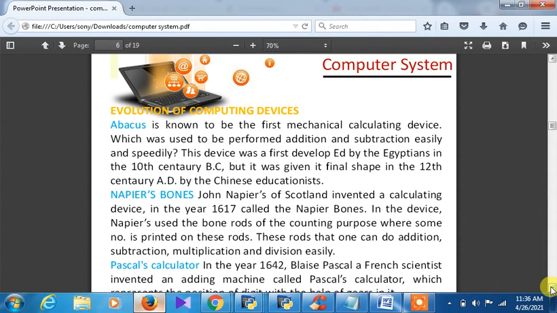And the Napier bones also was there. These are simply the name of the devices. John Napier has invented it, Scotland. Okay, and it can do addition, subtraction, multiplication, and division easily.